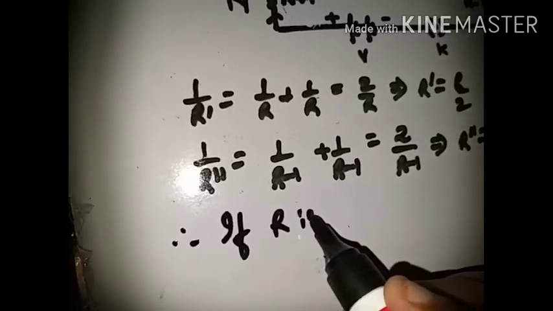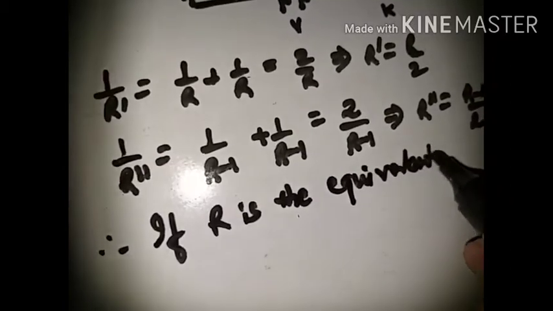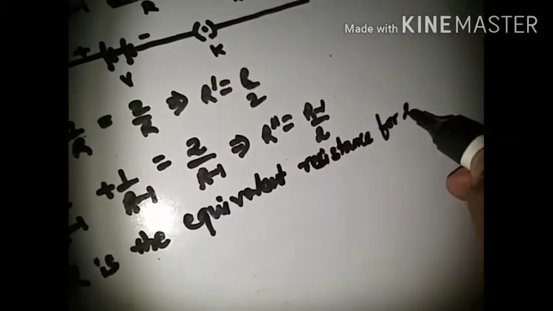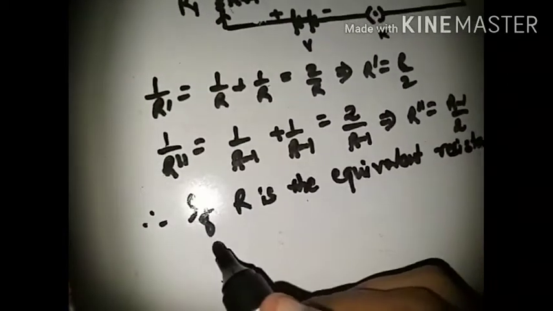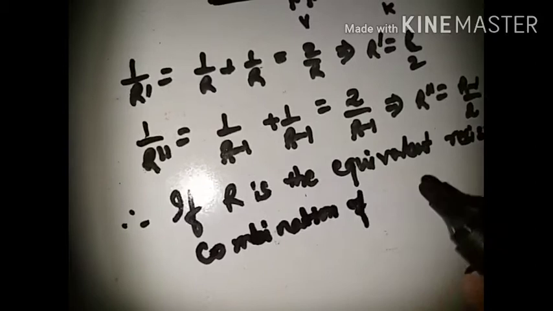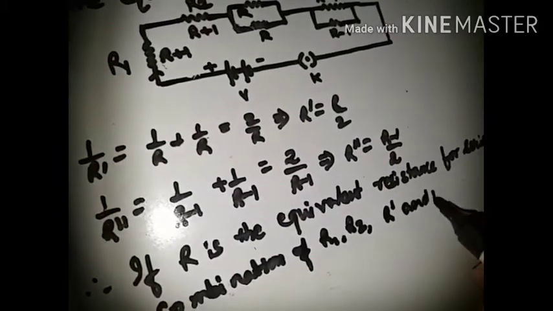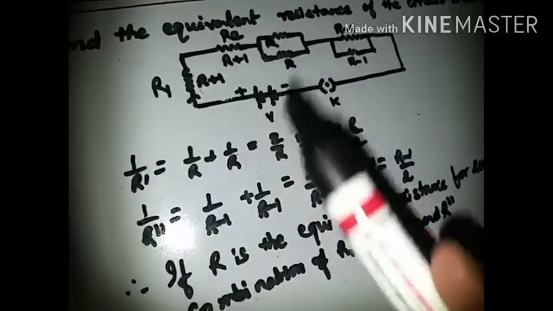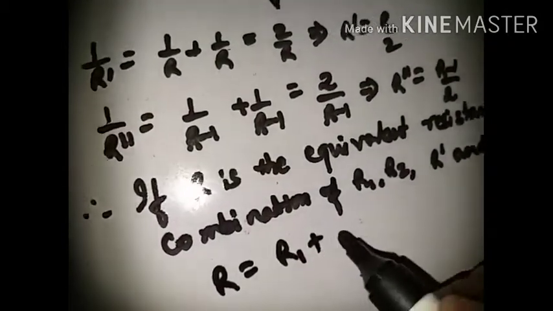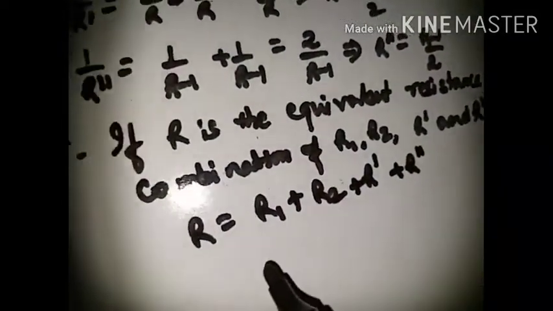Therefore, if R is the equivalent resistance for the series combination of R1, R2, R dash and R double dash, then substituting the values, we get R equal to R1 plus R2 plus R dash plus R double dash. Let's substitute the values.